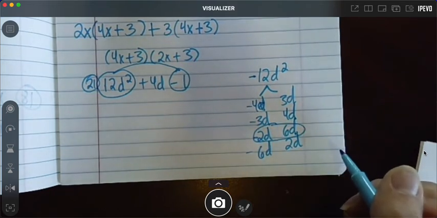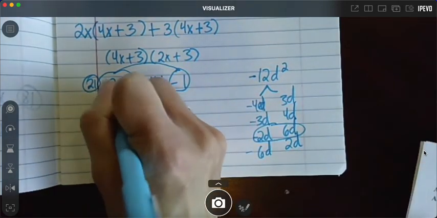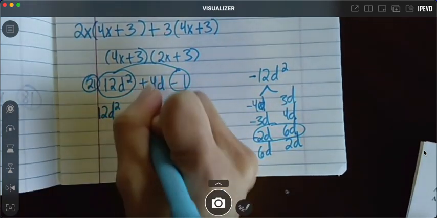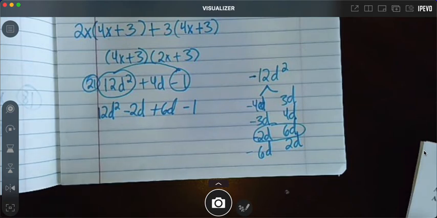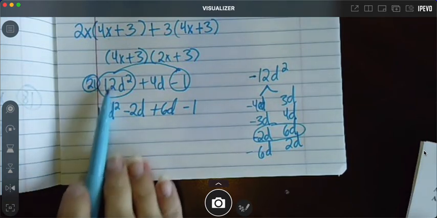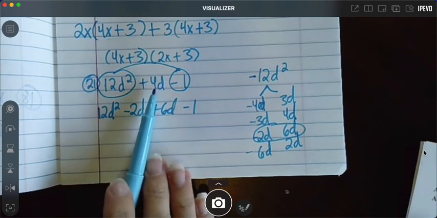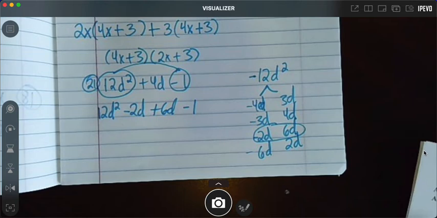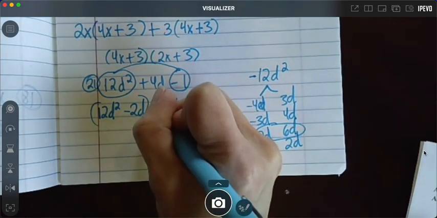Let me see how I want to do this. So I always like to put my negative first. It makes it a little bit easier. Plus 6d minus 1. Any questions on how I wrote that part? I bring down the first thing, I bring down the last thing, and I'm just replacing this with the two numbers that I picked. We're good. Okay. Then what do we do when there's 4 terms? Group it. Oops, that's a plus sign.